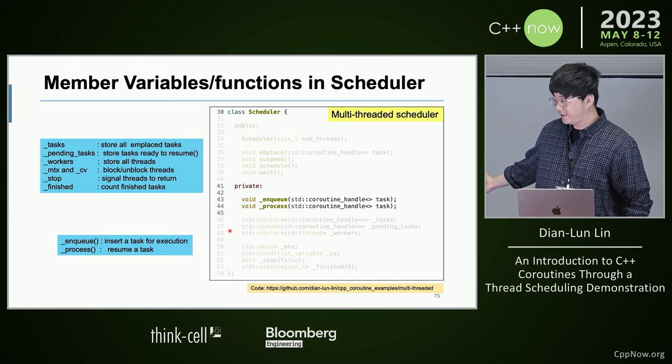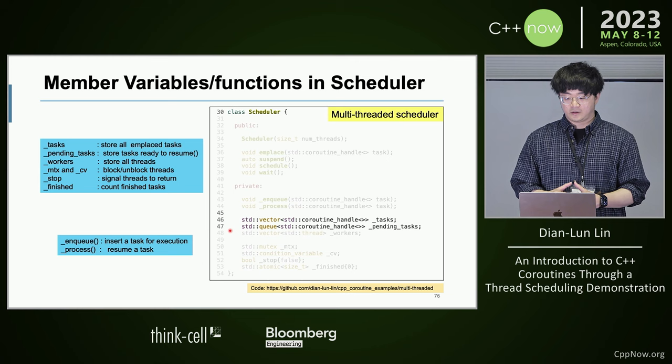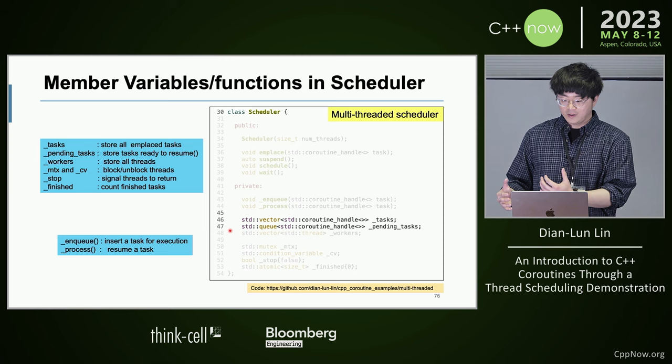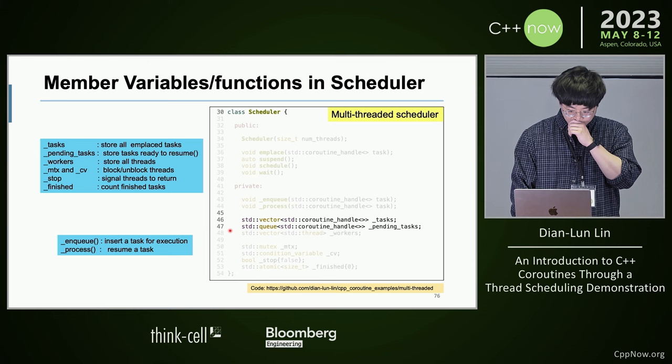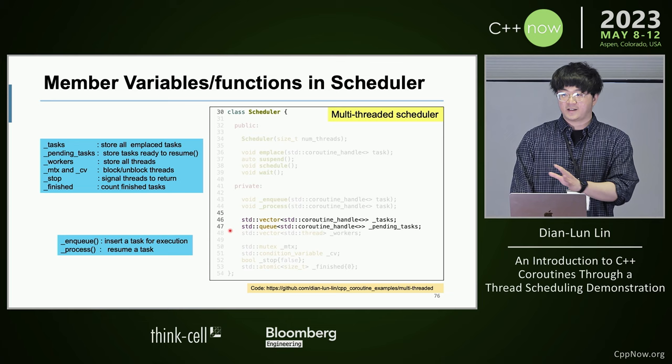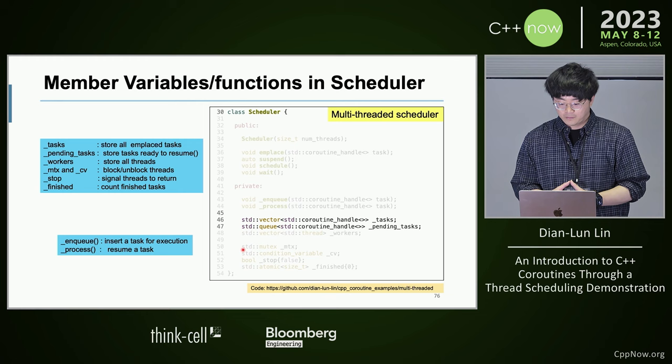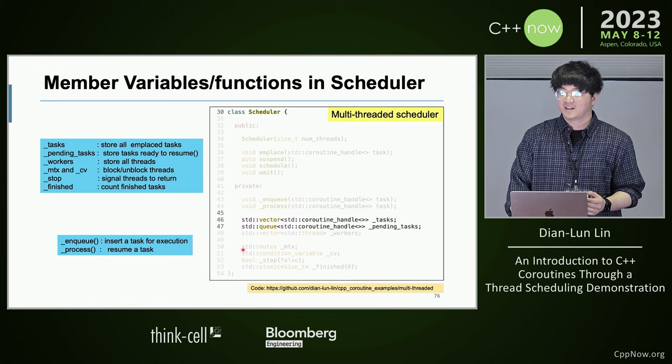I have two data structures to store tasks. The first one is a vector of tasks. When the user emplaces a task, I will emplace the task into this task vector. The second one is the task queue. That's where we schedule the pending tasks, which the scheduler will keep pushing and popping. I use two separate data structures to make things more clear. And this is a vector of threads.